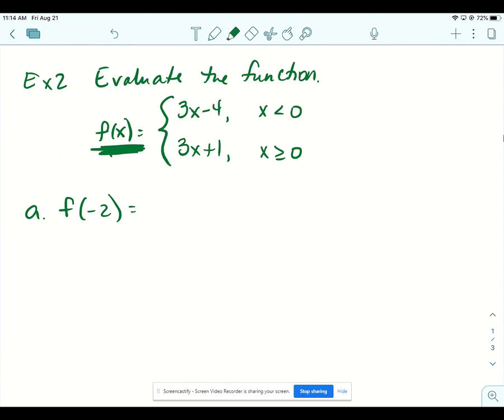So negative 2 is definitely less than 0. So we're going to use the first piece because it falls in that part of the domain. So we would put negative 2 in for x in the first piece and get negative 6 minus 4, or negative 10.